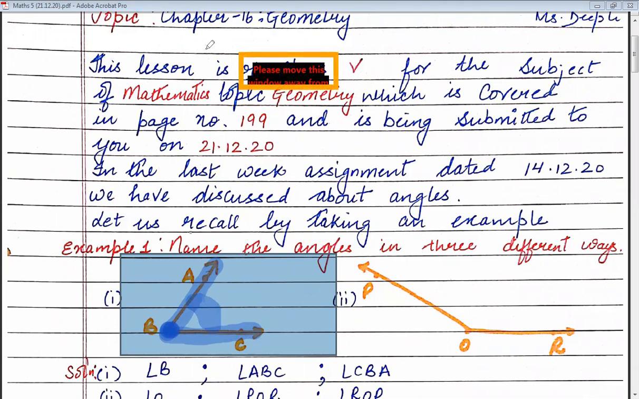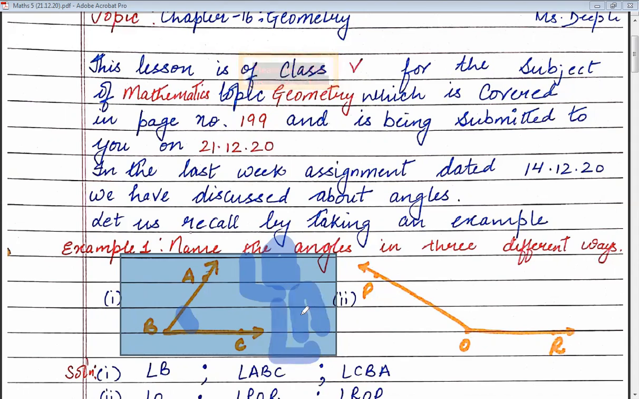Now in this question, you have to name this angle. So I told you, you can just write the angle where it is formed, that is point B. So you can write angle B. Okay, students? Then you can write angle ABC, starting from point A. This is also fine. Now you can start with C also: angle CBA. So children, all these three names are of the given angle.